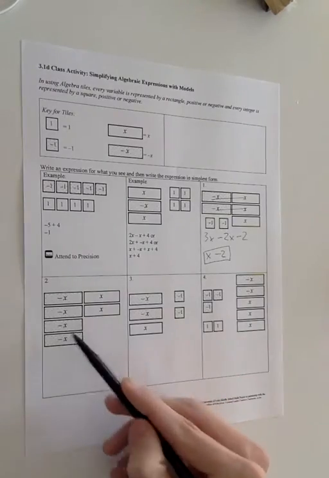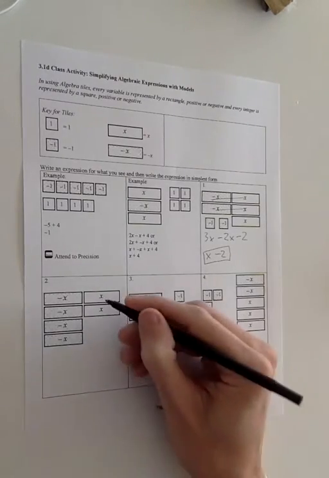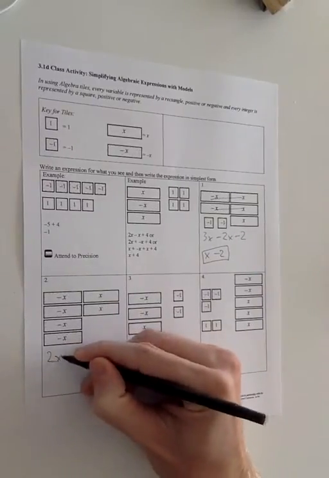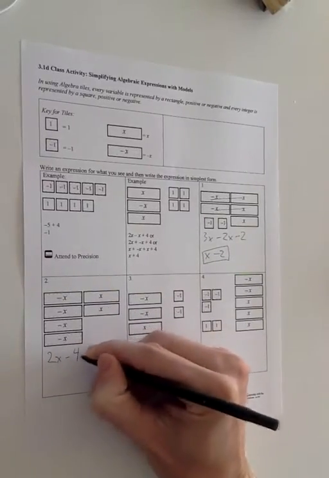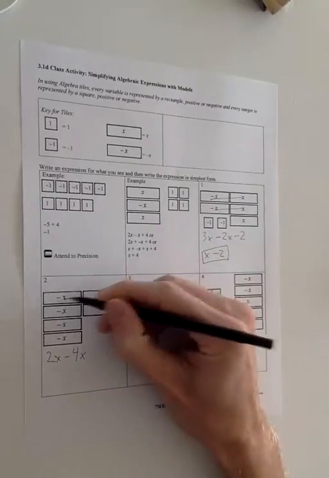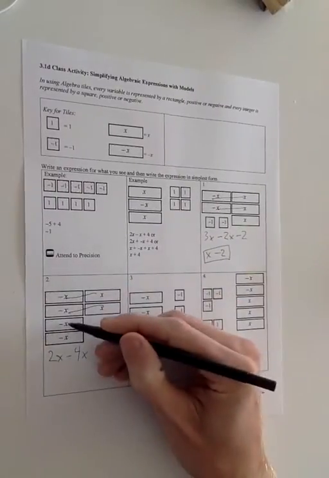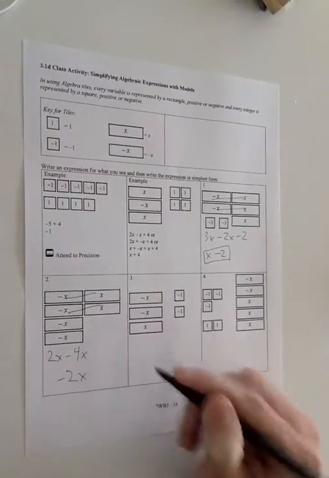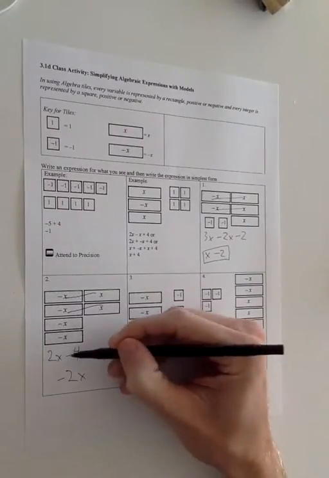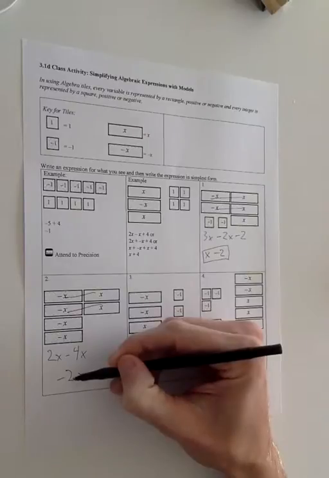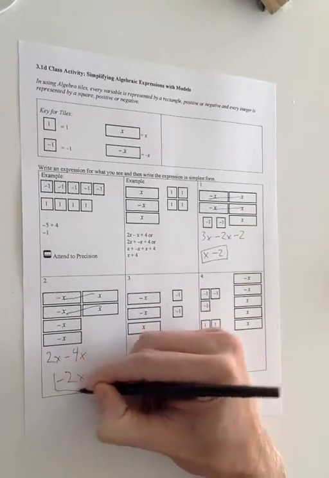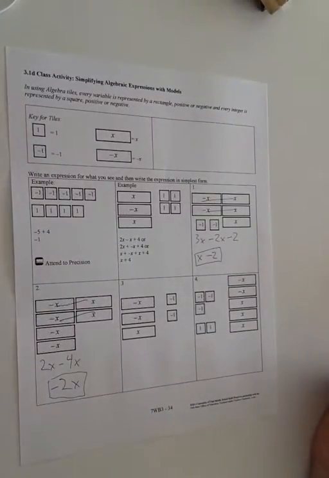Alright, looking at this one, I'm going to have 2 x's and then 4 -x's. So 2x minus 4x. If I cancel these out, I'm left with -2x. And that should make sense because 2 minus 4 is -2, and what we're talking about are groups of x. So -2x is the answer for that one.